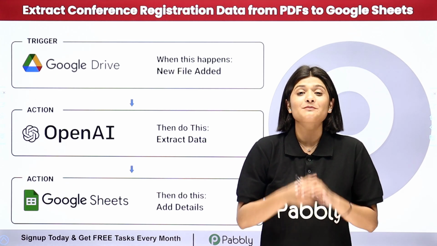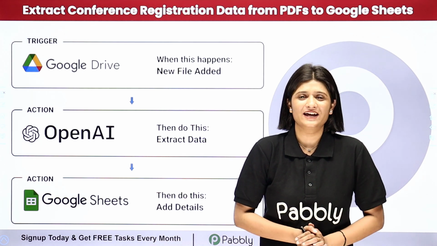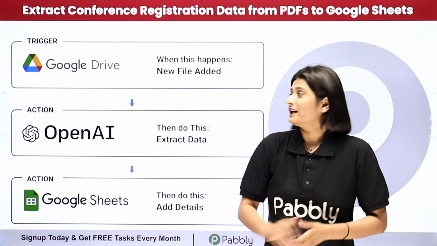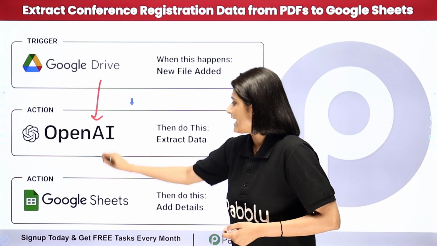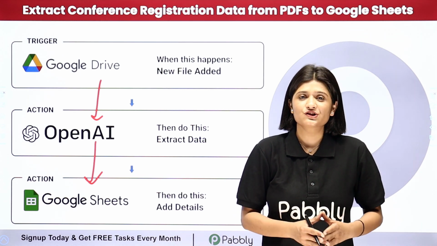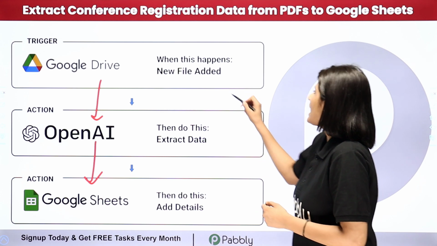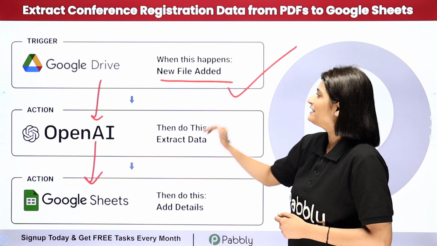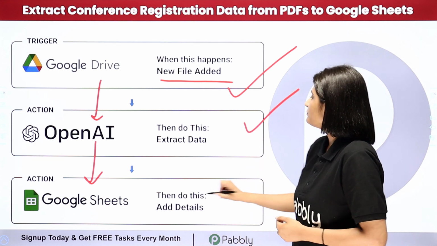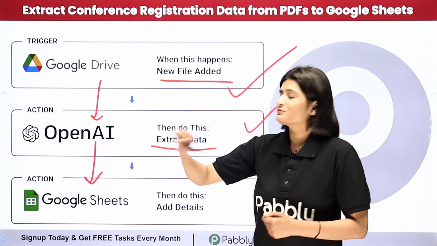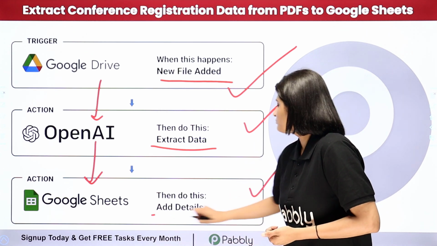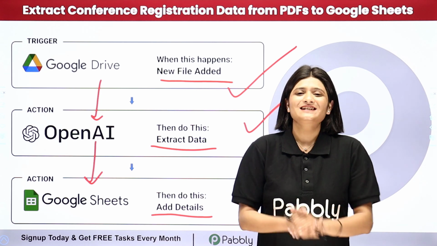Pabbly Connect is an amazing automation and integration software which requires no coding or programming skills. Here I just need to build a connection between Google Drive, OpenAI and Google Sheets. With the help of Pabbly Connect, I am going to build this connection in such a way that whenever I upload a new file or a new PDF in my Google Drive, the data will be automatically extracted with the help of the AI agent. Here I am going to use OpenAI as my AI agent, and then this extracted data, or all the details, will be automatically added in my Google Sheets spreadsheet.